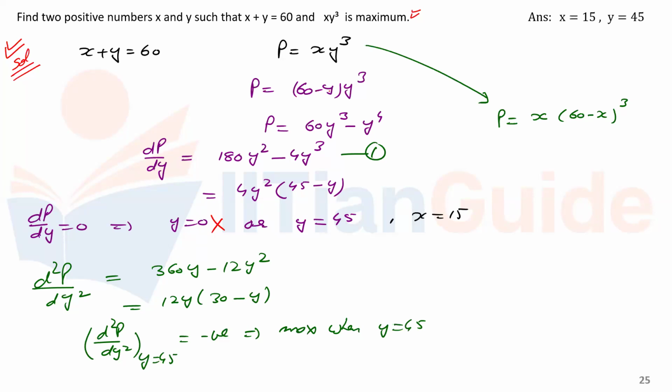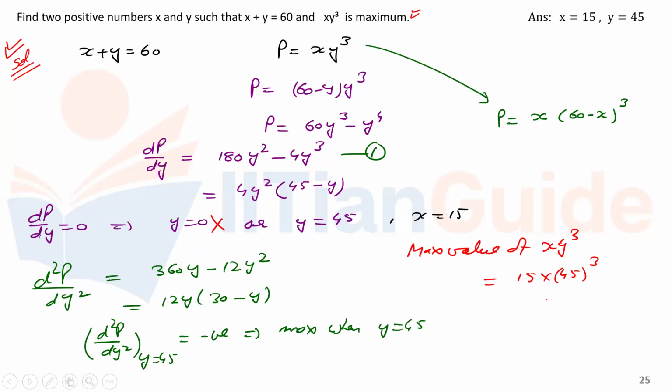They have not asked about the maximum value of xy cube. I can show the maximum value. I'm just starting with the statement. Maximum value of xy cube. That will be x, I have got 15, and y I have got 45, into 45 cube. So this will be the maximum. Is it clear? Clear to everybody?